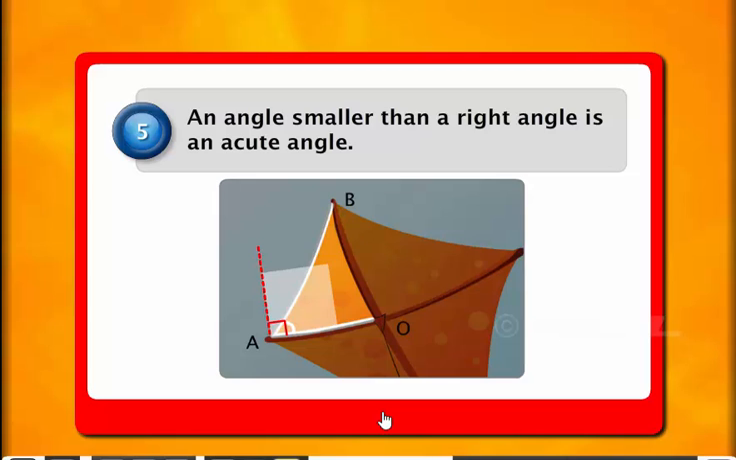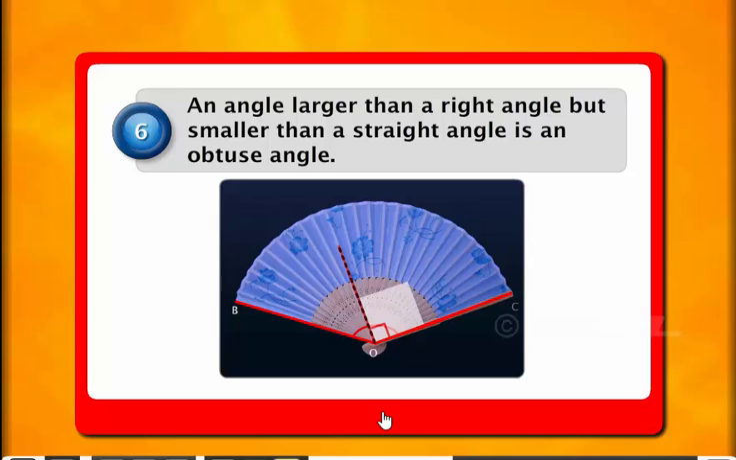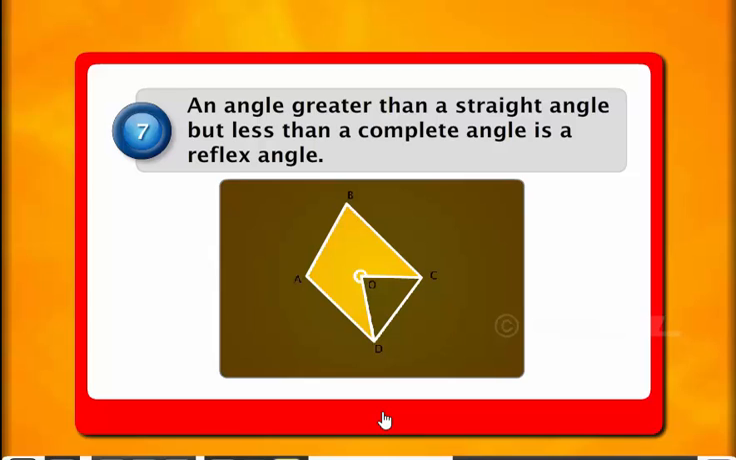An angle smaller than a right angle is an acute angle. An angle larger than a right angle but smaller than a straight angle is an obtuse angle. An angle greater than a straight angle but less than a complete angle is a reflex angle.